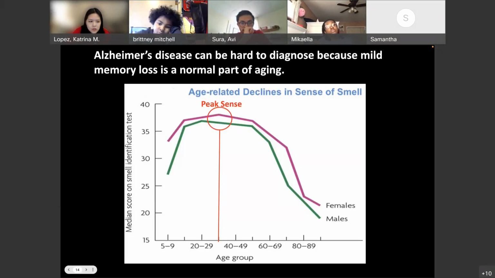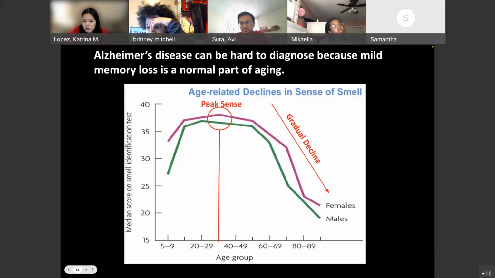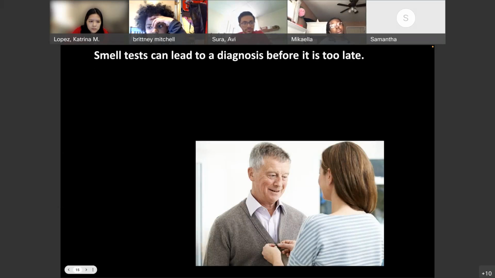So you can see that red circle there. That's where we have our peak sense of smell. When we are young, our sense of smell is still developing, like you all here. And when we age, our sense of smell gradually declines. So if someone happens to be losing their sense of smell at an earlier age or a faster rate than average, this could be a sign of Alzheimer's disease. Smell tests can help lead to a diagnosis of a brain disease before it's too late.